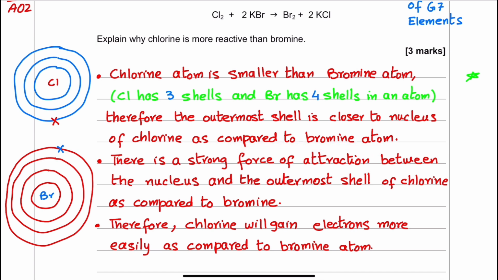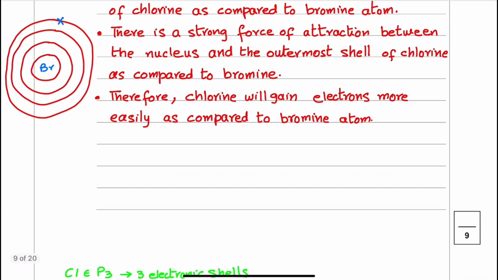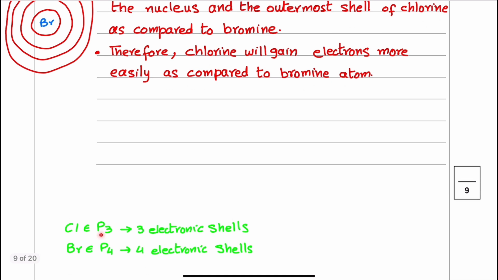Therefore, there is a strong force of attraction between the nucleus and outermost shell of chlorine as compared to bromine. So this distance from the chlorine nucleus is very small as compared to the case of bromine. Therefore, the force of attraction in this case is stronger. Therefore, chlorine will gain the electron more easily as compared to bromine atom. Some extra information is also given here. Chlorine belongs to period number 3 of the periodic table, so it has 3 electronic shells, whereas bromine belongs to period number 4, therefore it has 4 electronic shells.